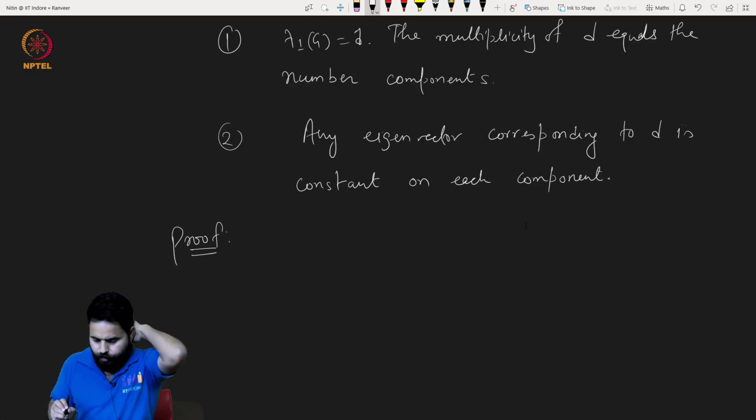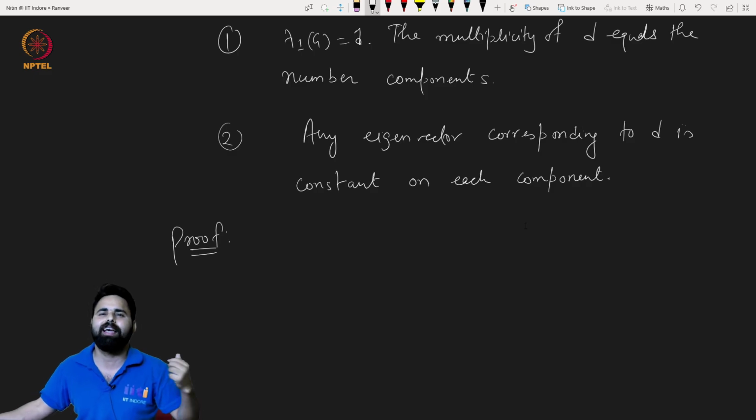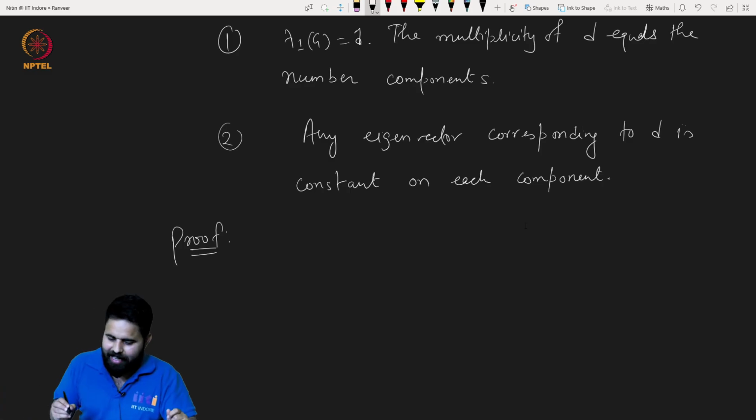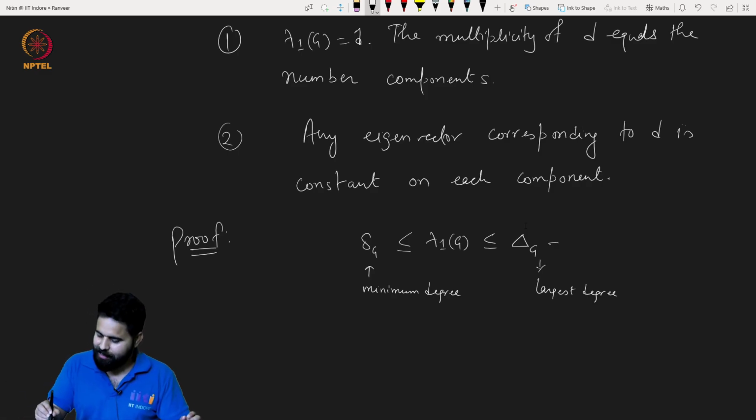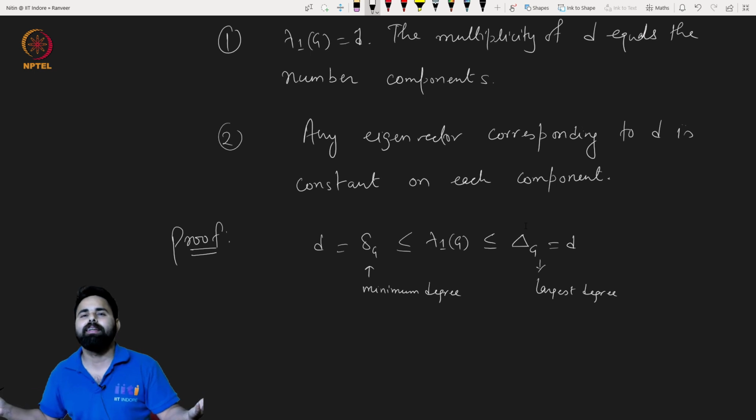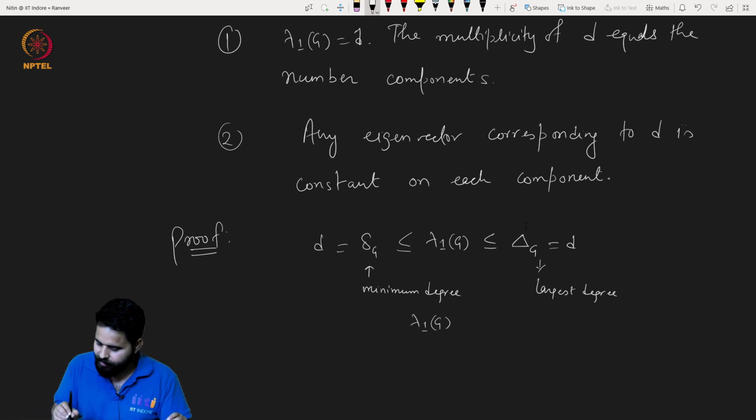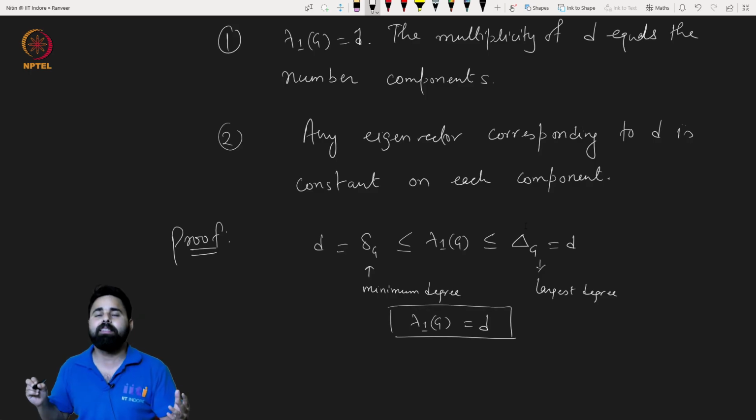The first one is why the largest eigenvalue is d. We can prove it in many ways, but one easy way: we already know that the largest eigenvalue of any graph is always at most the largest degree and always at least the minimum degree. This is the minimum degree, this is the largest degree, but both of these are equal because G is d-regular, so this is equal to d, this is equal to d, which implies there is equality everywhere. That means lambda 1 is equal to d.